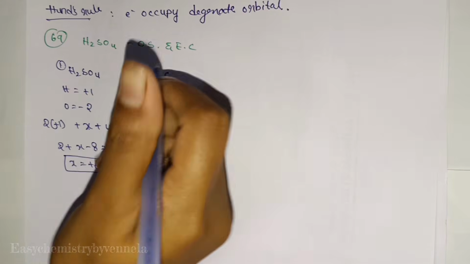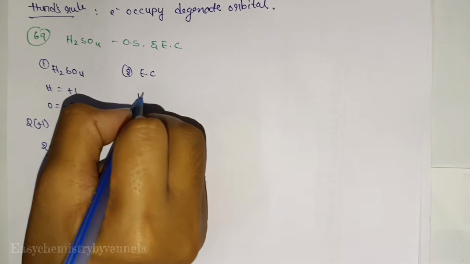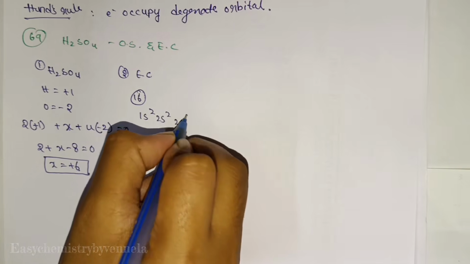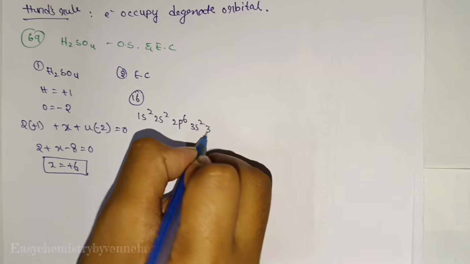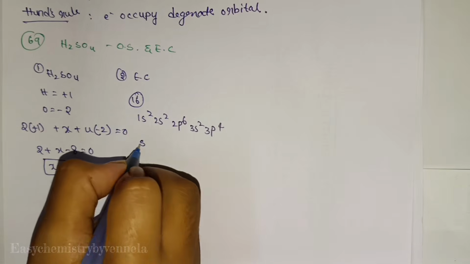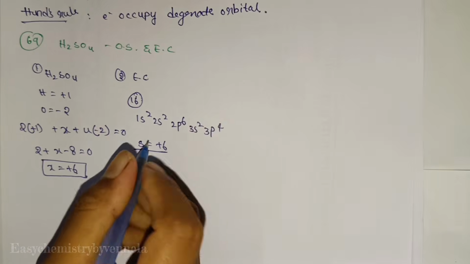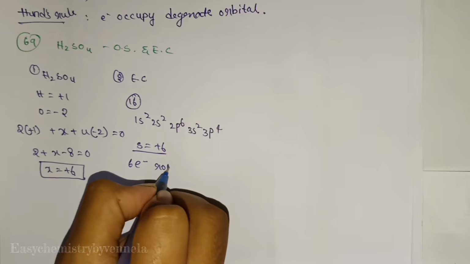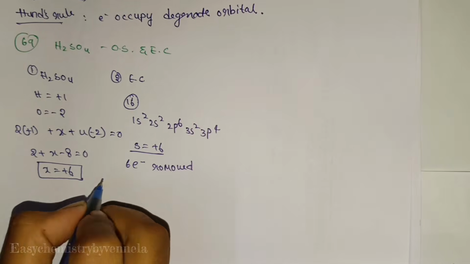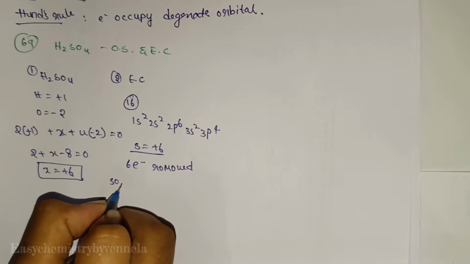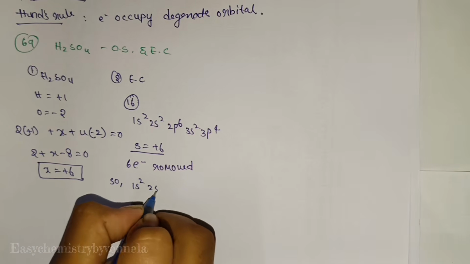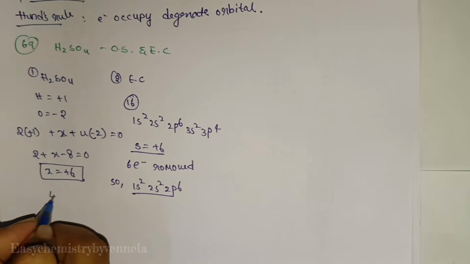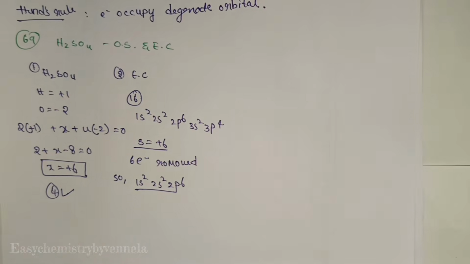Next, electronic configuration. Sulfur, what is the atomic number? 16. So 1s2, 2s2, 2p6, 3s2, 3p4. S is equal to plus 6, so 6 electrons removed. Finally, what is the electronic configuration? 1s2, 2s2, 2p6. So in this, the fourth option is the correct one.